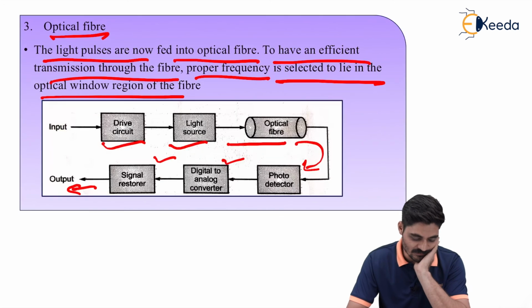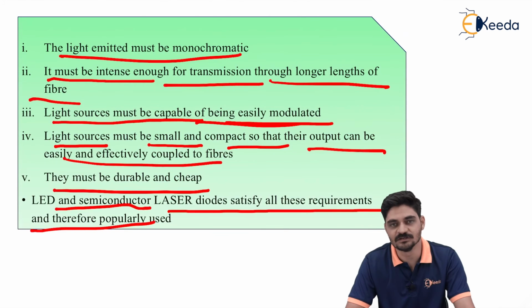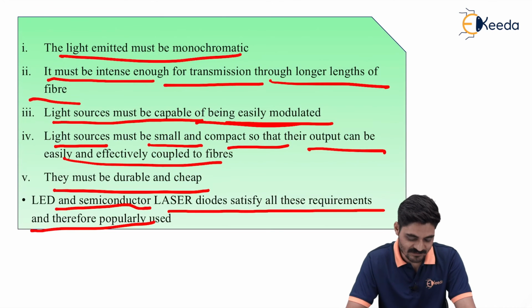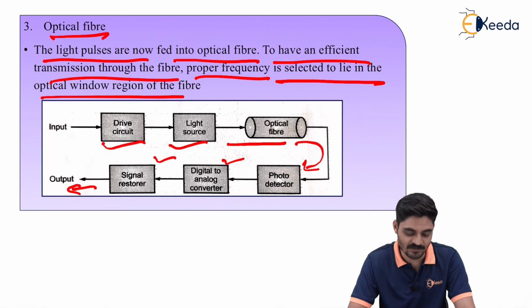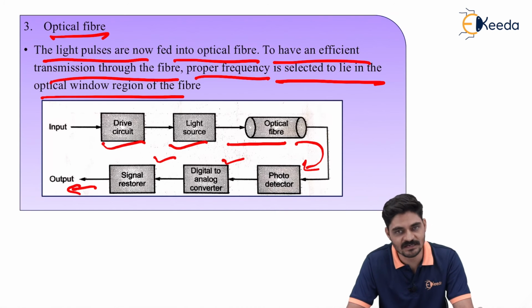So this is all about the optical fiber communication system we have learned. Please remember this block diagram. It's simple, it is in the form of blocks only, but you have to remember the sequence. The first is the drive circuit, the second is the light source, the third is the optical fiber, and after that.